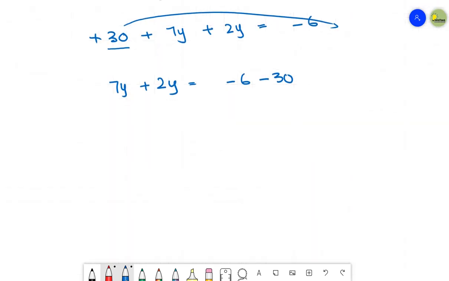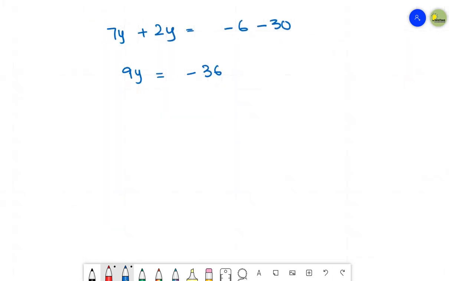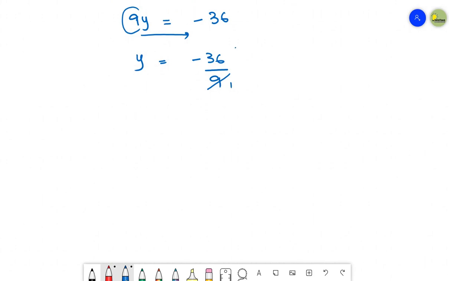Now 7 plus 2 is 9y equals to minus 6 minus 30 is minus 36. Now what you need to do, if you want to remove this 9 from y, you need to divide it with minus 36 divided by 9. So it will be 9 ones are 9, 9 fours are 36. So y equals to minus 4 is going to be my answer. This is the answer of part C.